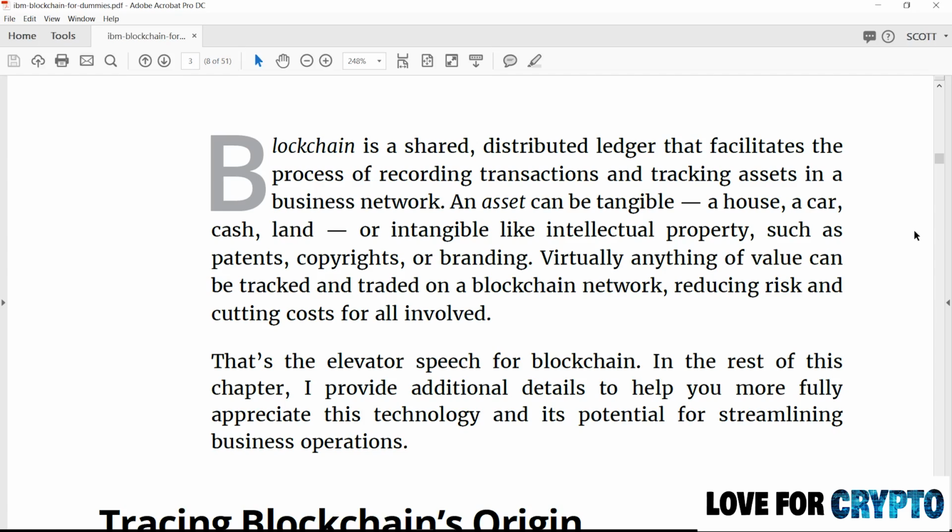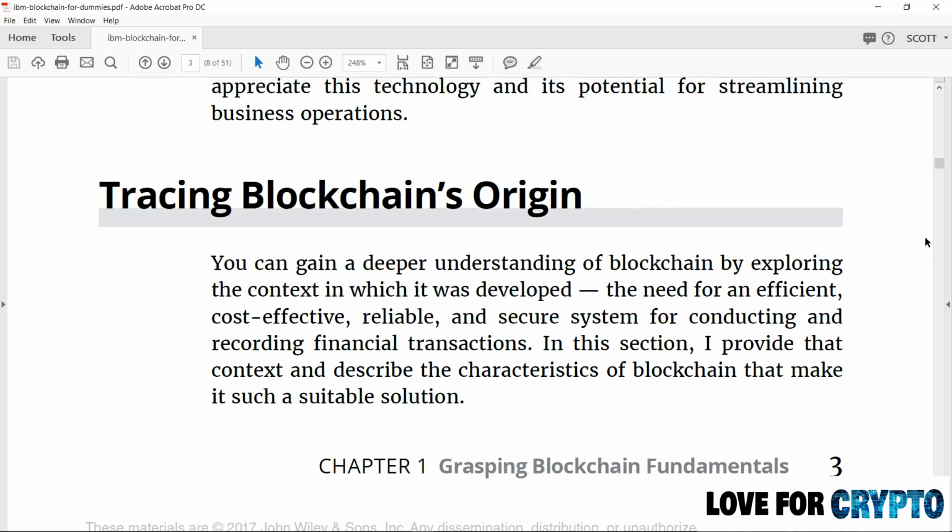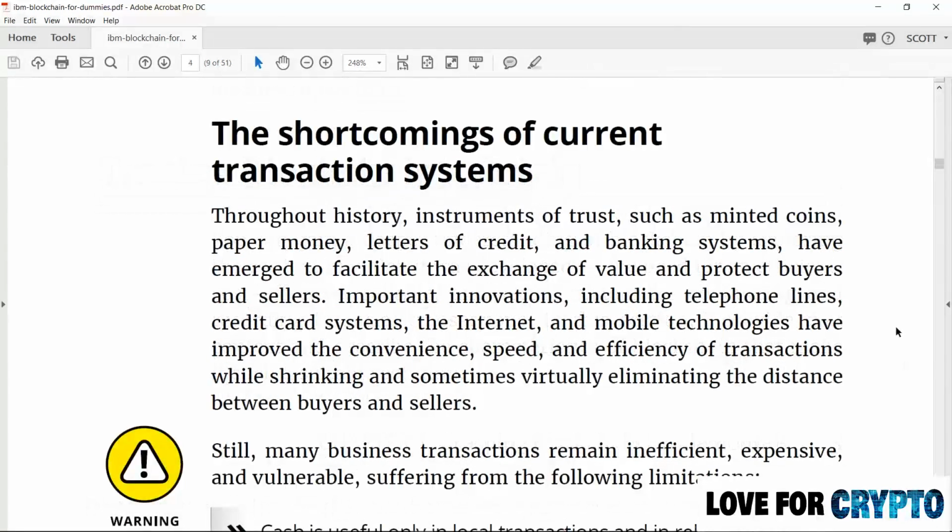In the rest of the chapter, we'll provide additional details to help you more fully appreciate the technology and its potential for streamlining business operations. Tracing blockchain's origin. You can gain a deeper understanding of blockchain by exploring the context in which it was developed, the need for an efficient, cost-effective, reliable and secure system for conducting and recording financial transactions. In this section, I'll provide the context that's described and the characteristics of blockchain that make it such a suitable solution. So the shortcomings of the current transaction systems.